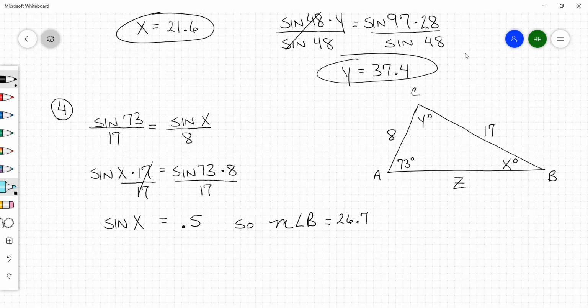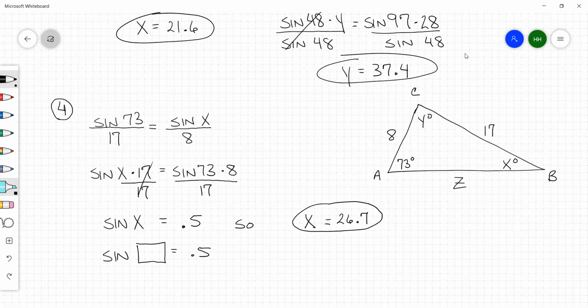And instead of calling it the measure of angle B, let's just call it X. All right, you had some quiz questions that looked like this. They looked like sine, with a blank, and it said equals 0.5. All you did was type 0.5, second sine, and it gave you the angle measure. All right, here it is. There's your X value.